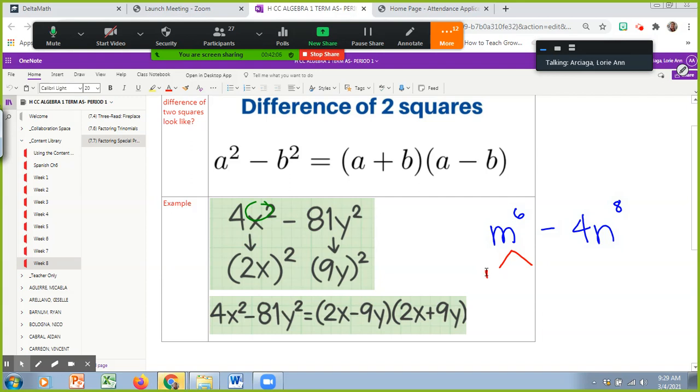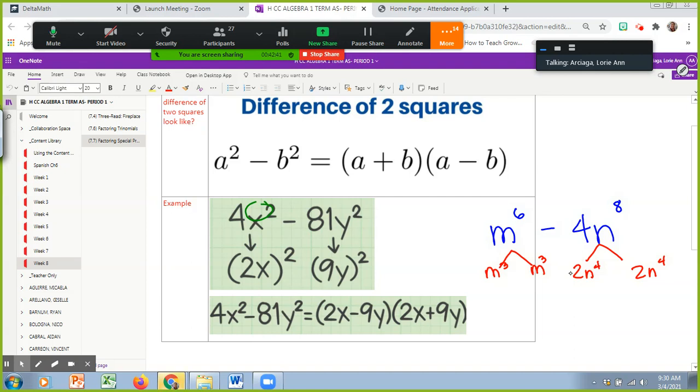Okay, so M3, M3. Because 3 plus 3 is 6, right? Okay, what about here? The square root of 4 is what? And then how do you break up an 8? And 8. So you're finding the same number, same variable. So square root of 4, 4 is 2 times 2, right? And then n8, you split that evenly and you get n4, n4.